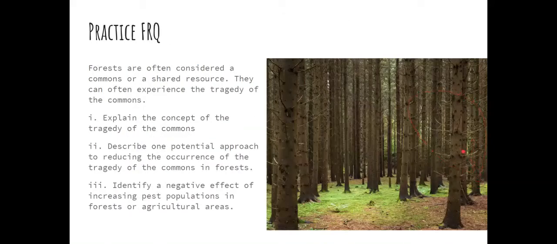Now, to make sure you understand the concept of the tragedy of the commons, let's do a practice FRQ together. Forests are often considered a common or a shared resource. They can often experience the tragedy of the commons. For question 1, explain the concept of the tragedy of the commons. For question 2, describe one potential approach to reducing the occurrence of the tragedy of the commons in the forests. So how would you stop this tragedy from happening?